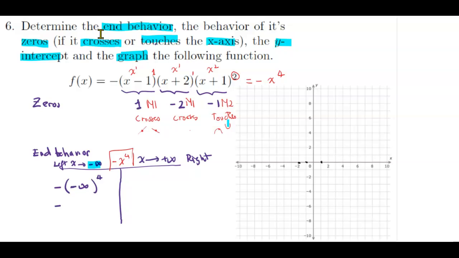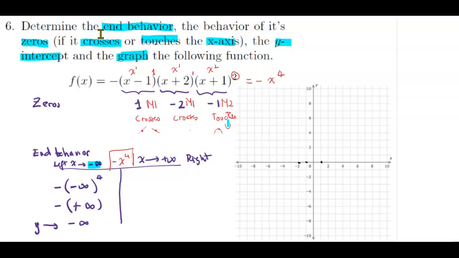Minus sign right now, to the 4th is going to be positive, and infinity to the 4th is going to be infinity, right? Negative times positive is going to give me a negative infinity, and this is where the y is going to be heading. So as x is heading to minus infinity, the y is also going to be heading to minus infinity.